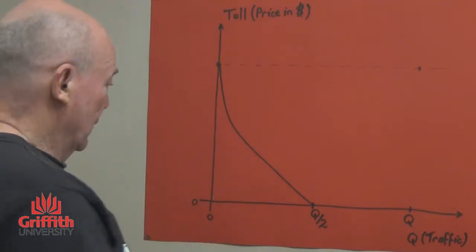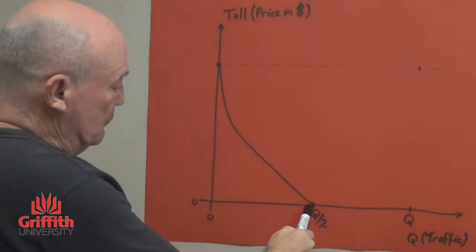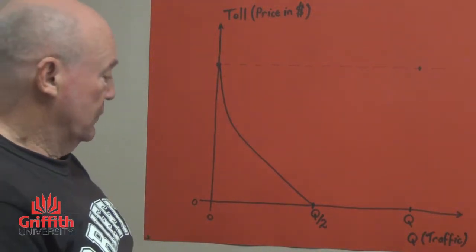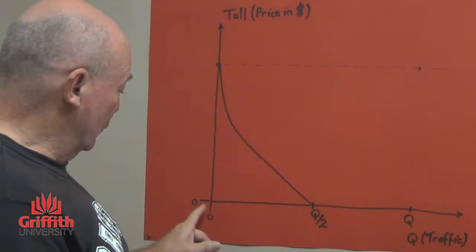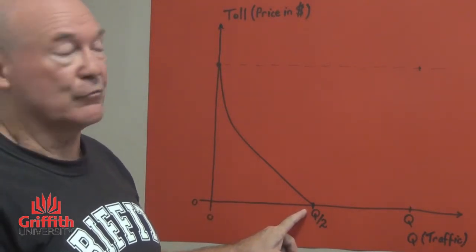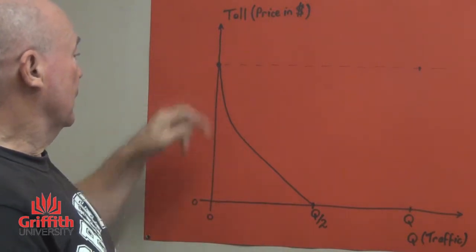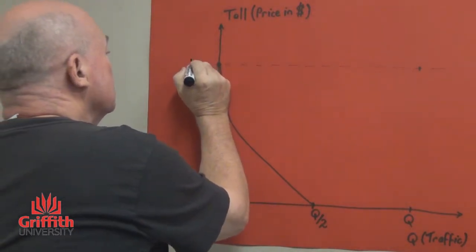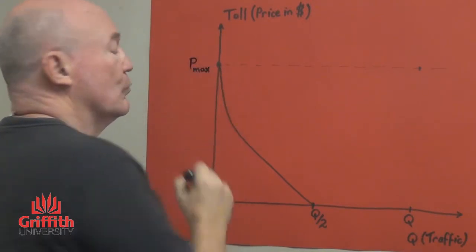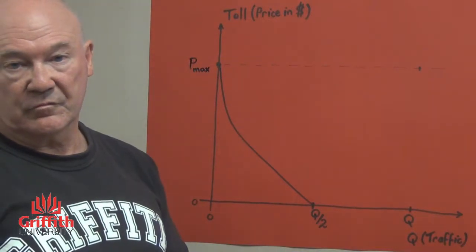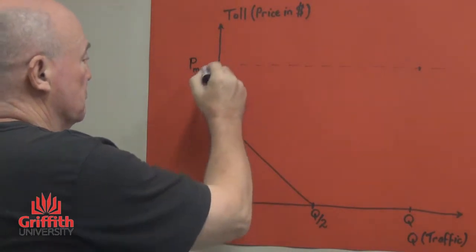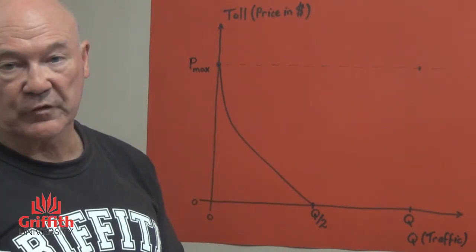Now, what I've got here is the demand curve for the toll road based on a situation where the toll road is free. In other words, it becomes another free road. And here, the price or the toll at which nobody will use the toll road. It's too expensive. So I've just arbitrarily drawn the demand curve that shape.